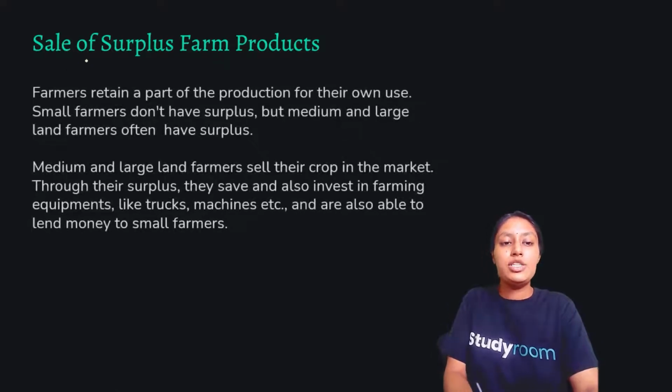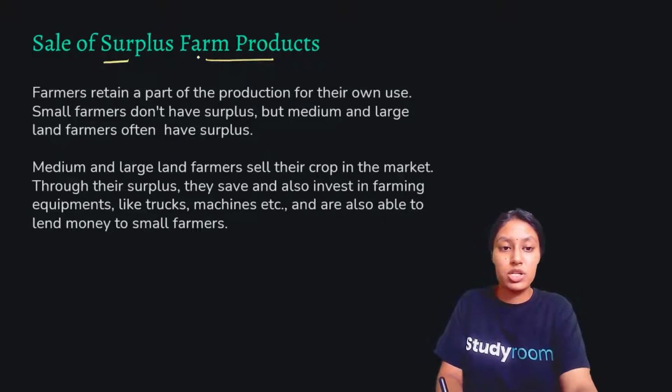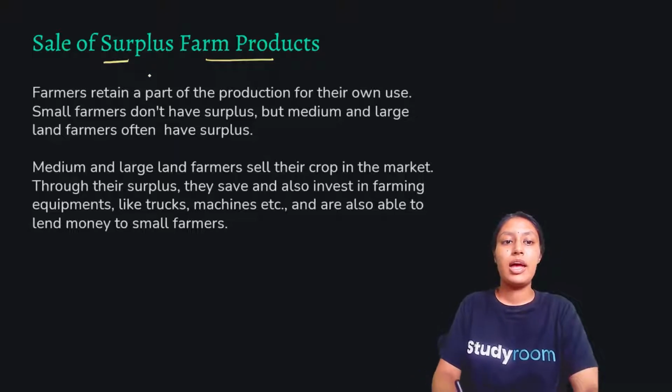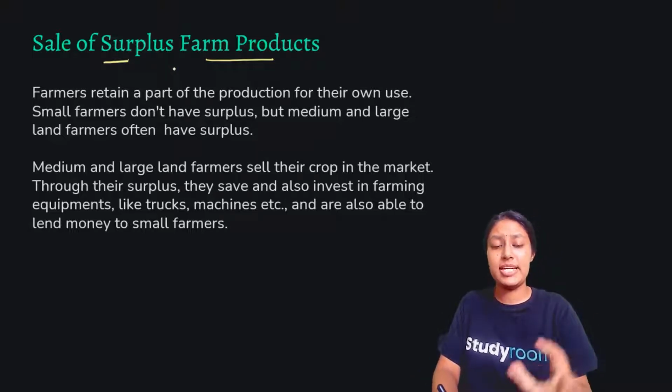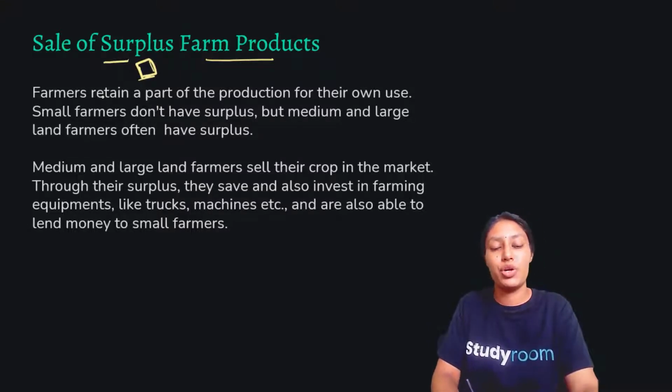Yes, our next topic is sale of surplus farm products. I hope you understand what is surplus, as I've explained. Surplus is the extra that one gets. It can be extra crop, it can be extra yield production. So it is the extra production. Farmers majorly retain a part of production for their own usage. Farmers keep the part of production for their own usage first.